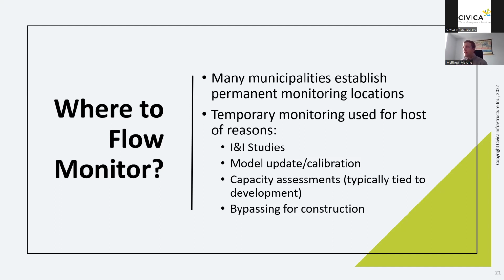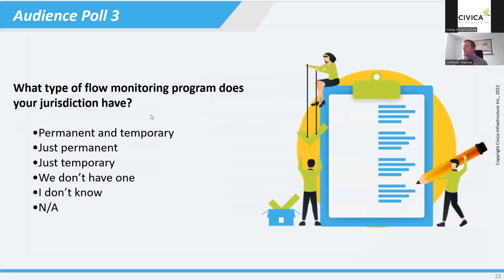Capacity assessments, looking at where that future growth is going to happen. Can these systems accommodate flows? Even bypassing for construction. So with any capital program or construction program, you'll probably see when you need to do pipelining or pipe replacements, things like that, you'll have bypass pumping that's required. And so you'll need to do some flow monitoring for that particular activity. So it just depends, again, on the context of that flow monitoring, but this is just some high level understanding of where flow monitoring happens in a lot of municipalities.